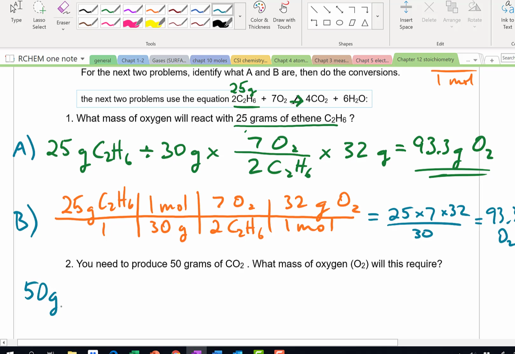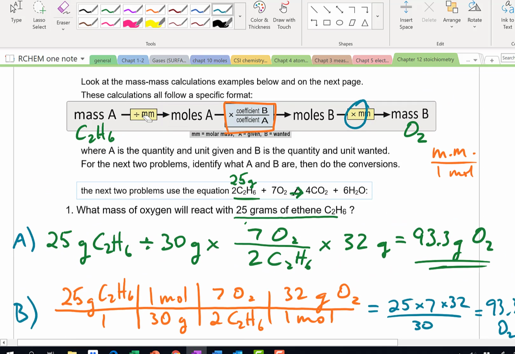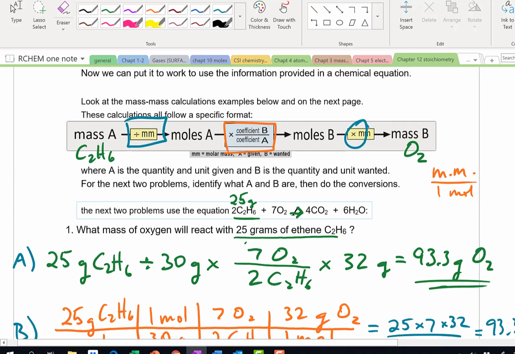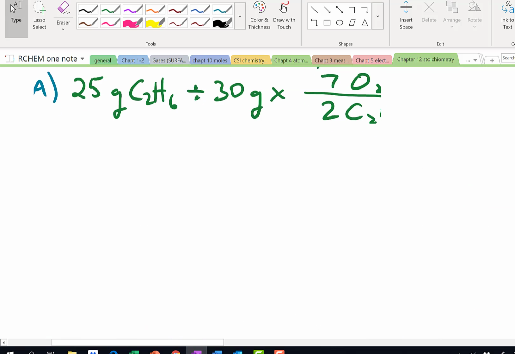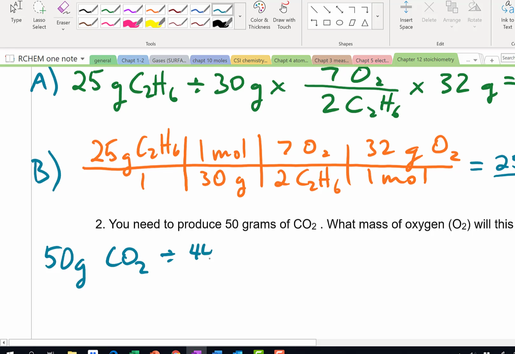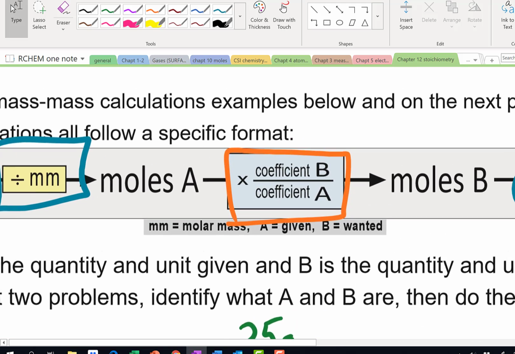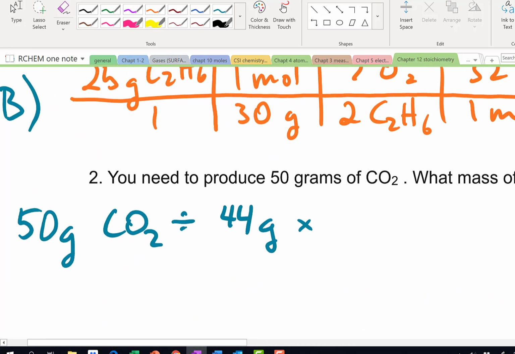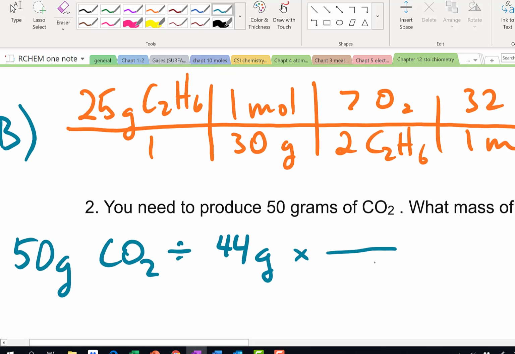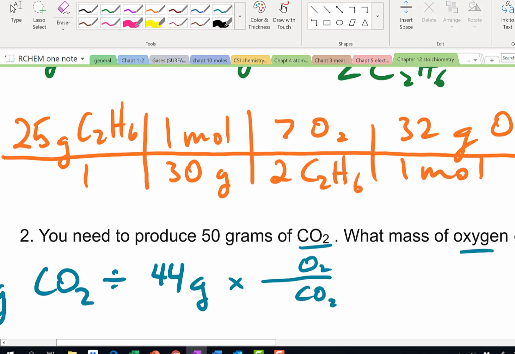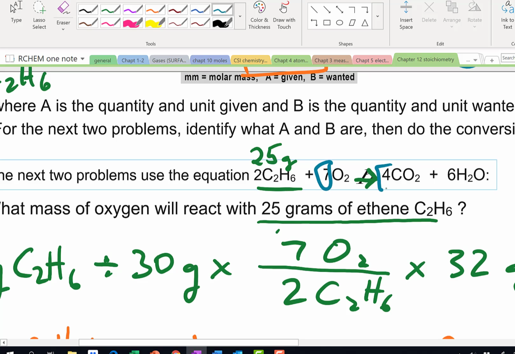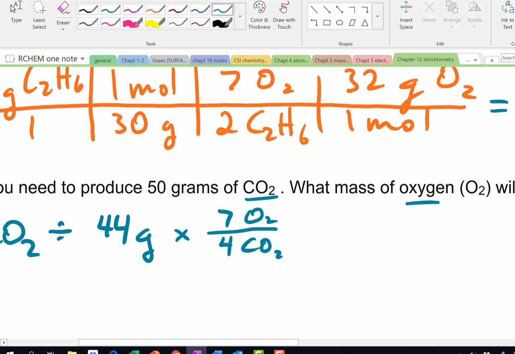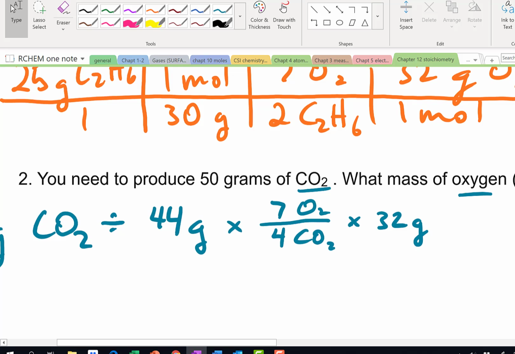we have 50 grams of CO2. Then we're asked to divide by the molar mass. So the molar mass of carbon dioxide is 44 grams. And then multiplying by the coefficient of B over A. A is CO2, that's what we're starting with, and B is what we want to get, oxygen, O2. Looking at the coefficients, the 7 is for oxygen and 4 is for CO2. So 7 oxygen, 4 CO2, and then we multiply by the molar mass of oxygen, which is 32 grams. All right, let me quickly plug that into my calculator.